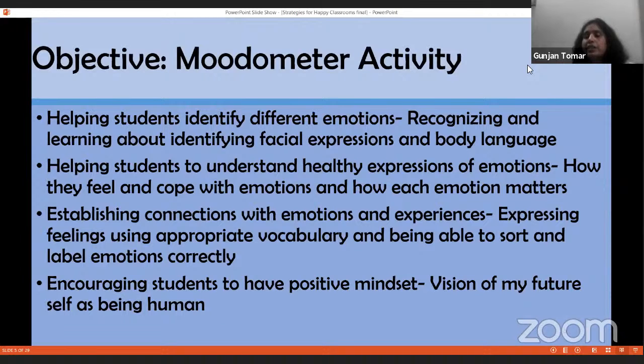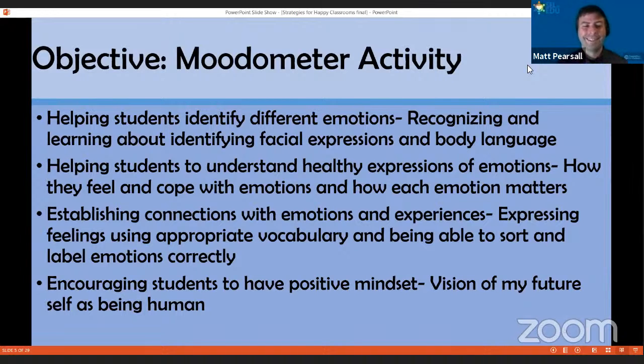If we are able to recognize and label the emotions correctly, we know how to deal with them. We know this is what it is, and how I can regulate my emotion in an appropriate way. It helps students understand healthy expressions of emotions, how they feel and cope with emotions, and how each and every emotion matters, whether it is the emotion of being angry, of being happy, or of being sad. Every emotion is an important emotion, and that's what makes us a unique creature called human being.